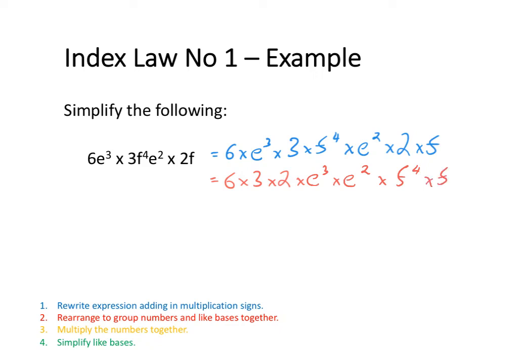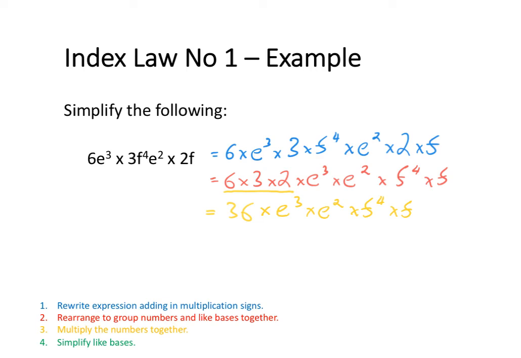So now that I've gone ahead and grouped all my numbers and all my like bases together, I can go ahead and start simplifying. And the first step is going to be to multiply my numbers together. Now my numbers are 6 times 3 times 2. So 6 times 3 is 18. 18 times 2 is 36. And then I continue on writing my like bases in the same order as the line above. So e to the power of 3 times e to the power of 2 times f to the power of 4 and times f.